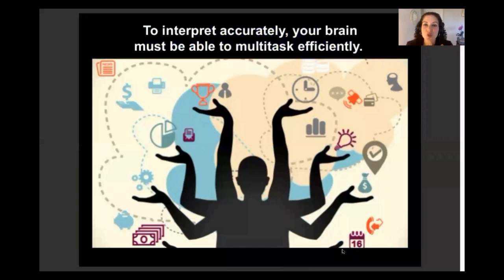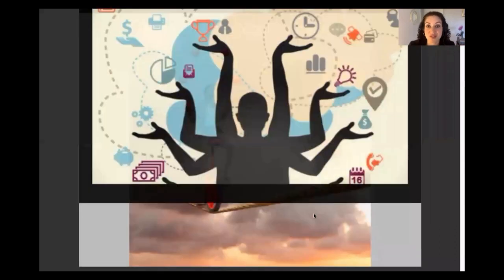So the most important thing we can understand about the task of interpretation is that to interpret accurately, your brain has to be able to multitask efficiently. You have to be able to do many things at the same time. Now, neuroscientists have studied what happens in our brain when we're interpreting, and it is one of the most demanding multitask mental processes that has ever been analyzed. So when we're interpreting, there's a lot going on in our brains. We have to be able to multitask efficiently in order to faithfully convey the meaning of a message.